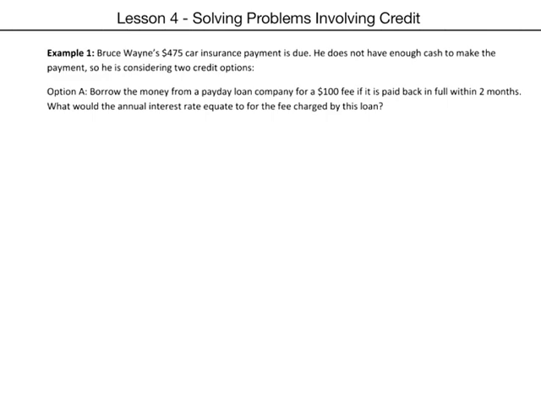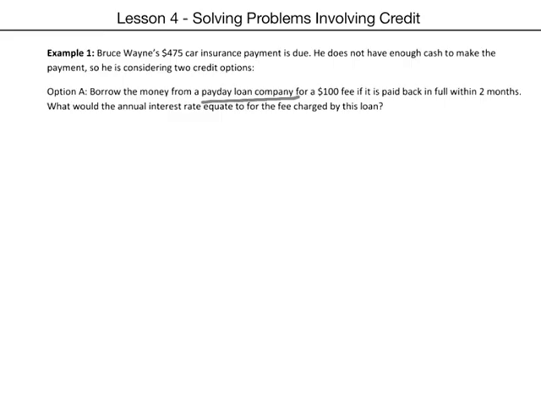Lesson 4, solving problems involving credit. So example 1, Bruce Wayne's $475 car insurance payment is due. He does not have enough cash to make the payment, so he's considering two options. Option A is borrowing money from a payday loan company.